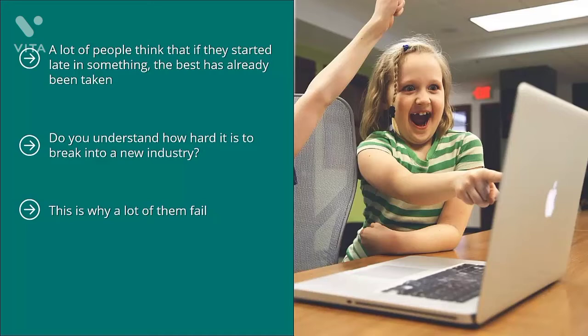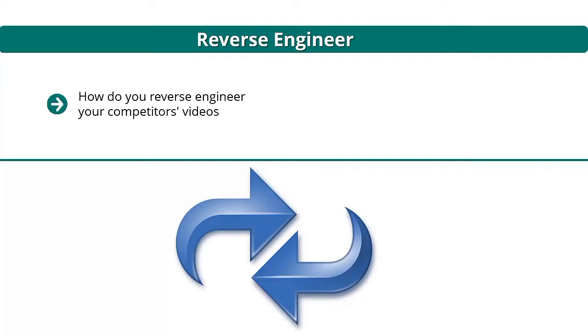This is survivor bias. In other words, what you're seeing are the most successful models. You don't see the ones that have tried and failed. You don't see experiments that were discarded. All you see are the videos that made it. It's a free gift to you because you just need to build your video marketing business on the stuff that's already working. Reverse engineer. How do you reverse engineer your competitors' videos?